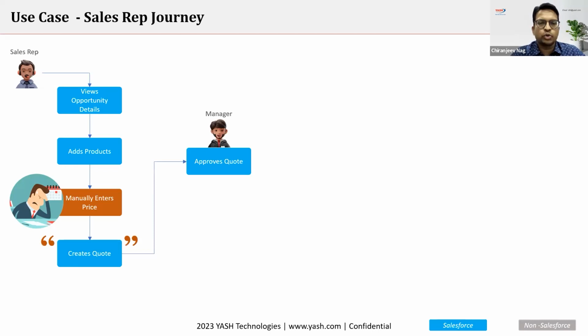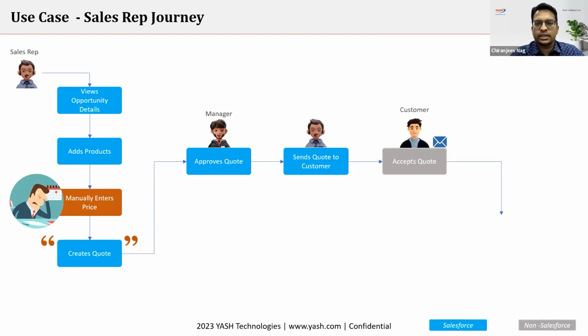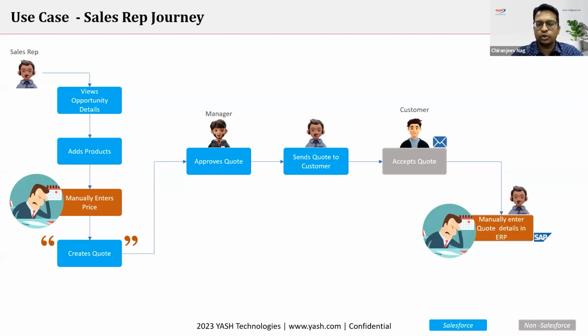I'll send that quote to my manager for approval. The manager approves that particular quote. Then I'll send that quote to the customer for acceptance. And once the customer is happy with the quote that we have given, we will send that quote to the ERP system so that the production team can start creating orders with it. Over here also, when the quote has been confirmed by the customer, again I'll have to go and enter details in the ERP system manually. The quote details have to be entered manually, which will take a lot of time.